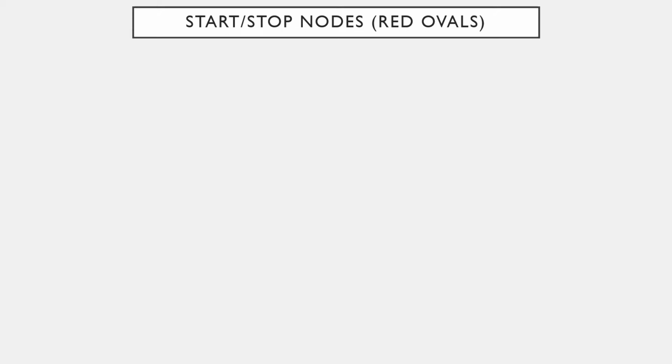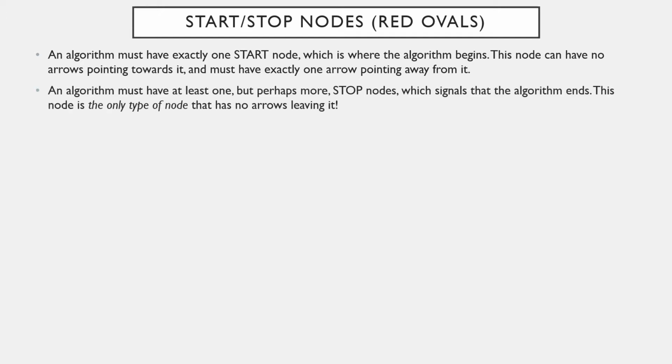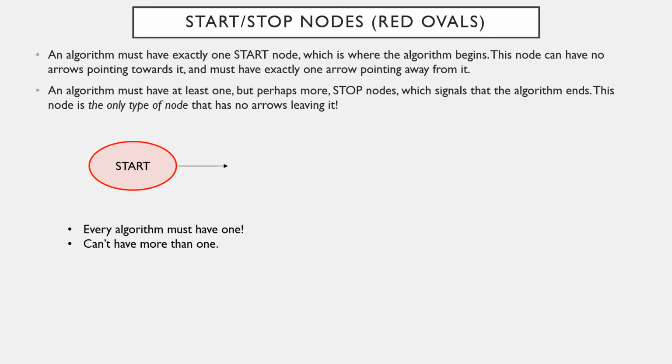So let's see some of these in action. An algorithm, remember, has to have one start node, and that's where you begin. You're not allowed to have any arrows pointing towards it. It has exactly one arrow pointing away from it. Then it has to have at least one, but it can have more than one stop node, which signals that the algorithm ends. And this is the only type of node, the stop, that has nothing leaving it. So for example, here's an arrow leaving a start node. It's got to have one. It can't have more than one. Your algorithm has to have a single unambiguous place to start.